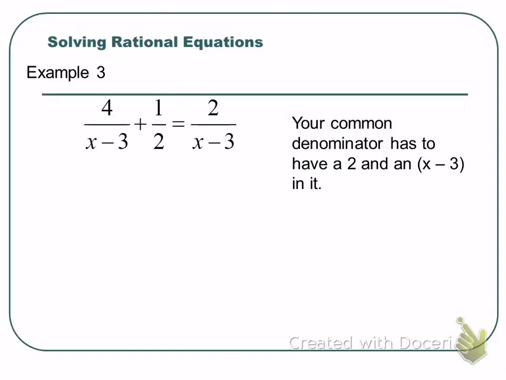As we continue solving our rational equations, I want to run back through this last problem that we looked at yesterday, just to remind you of the process, because we're headed towards some that are a little bit more complicated. We multiply through by the common denominator, which has to have a factor represented from each denominator. So this one had a 2 and an x minus 3. We multiplied through by 2 and x minus 3.